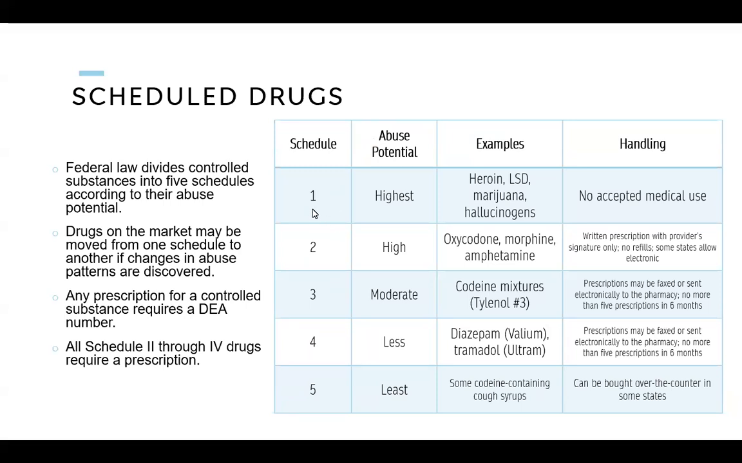But currently, for the drug schedule, Schedule 1, we have examples such as heroin, LSD, marijuana, and hallucinogens. Schedule 2: oxycodone, morphine, or amphetamines, excuse me. Schedule 3: codeine, mixtures of the type such as Tylenol 3. Schedule 4: diazepam, Valium, benzodiazepines are on this list. Schedule 5, they're the least potential for abuse. Some codeine-containing cough syrups would be an example.